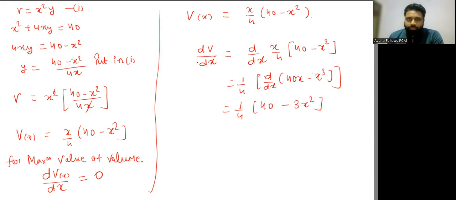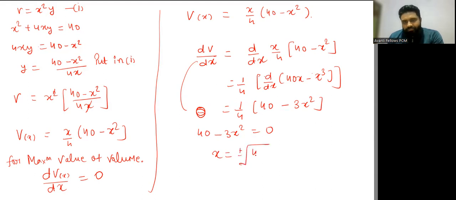And this thing you have to put 0. Okay. So 1/4 vanishes into 0. So it is 40 minus 3x square is equal to 0. So x you have as plus minus square root of 40/3.